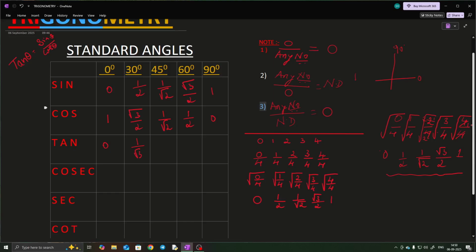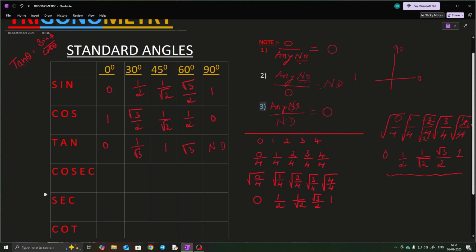Next, this complete thing gets cancelled because both numerator and denominator are the same. Sine divided by cos is going to be tan theta. So when you cancel it, it is going to be 1. In this denominator, root 2 and root 2 get cancelled. It is root 3. And the last one, sine divided by cos, is 1 divided by 0. That means any number divided by 0 is not defined. Easy to say. Only if you know the sine values, the rest of the complete chart can be written.